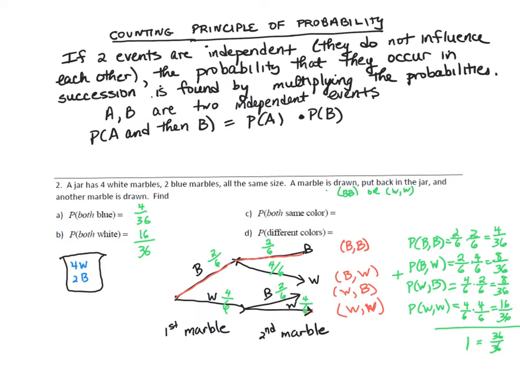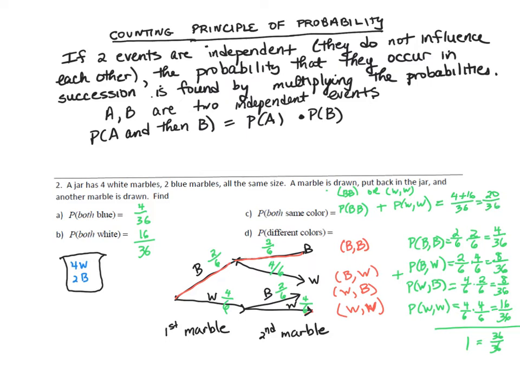So it's a probability of a blue plus the probability of a white. And that would give you 4 out of 36 plus 16 out of 36, which would give us 4 plus 16 out of 36, which gives us 20 out of 36.